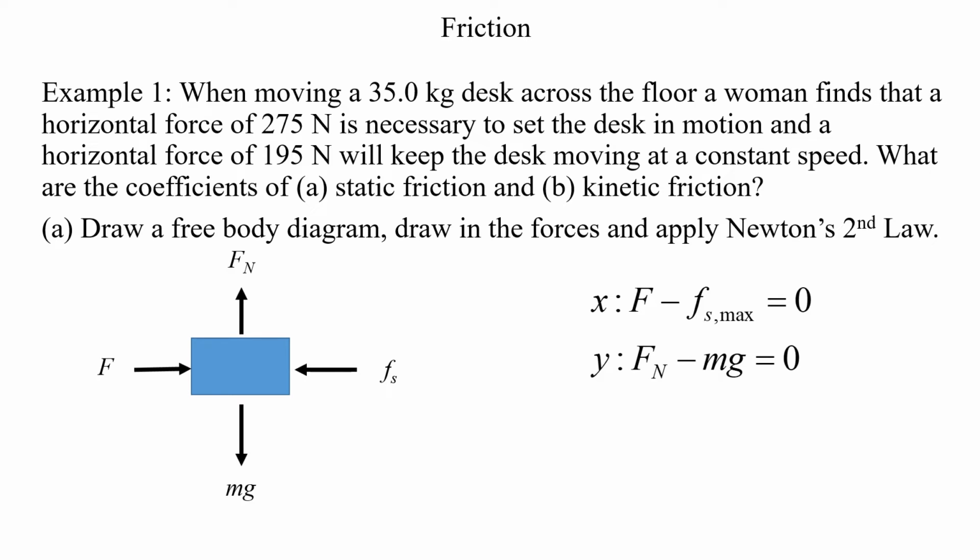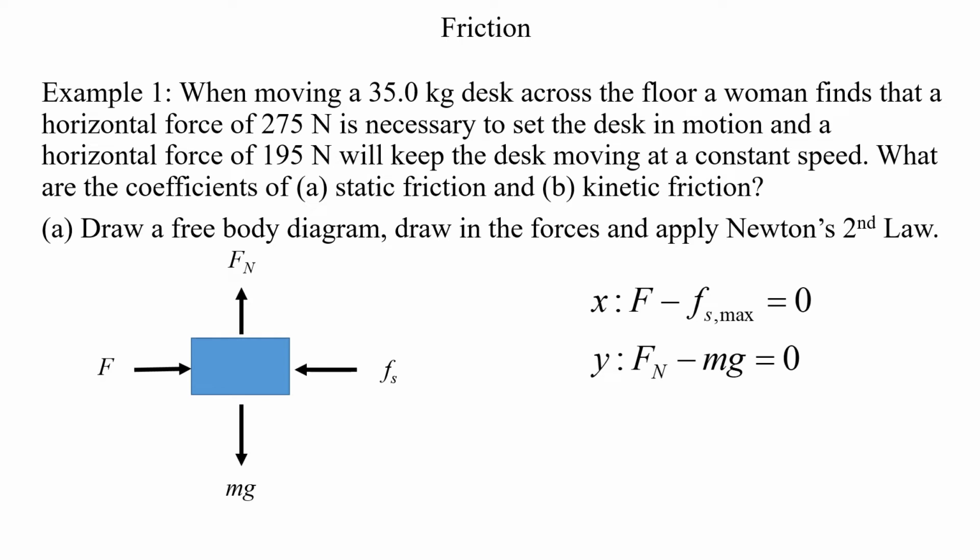Now, for part A, the desk is not moving, so we have static friction. We want to find the coefficient of static friction, and we're given that it takes a force of 275 newtons just to set the desk in motion. So the 275 newtons is the maximum value of the static friction. Notice in the x direction we have capital F, our applied force, to the right minus the static friction maximum force to the left. So I write it F sub s maximum. And those are going to be equal to 0.